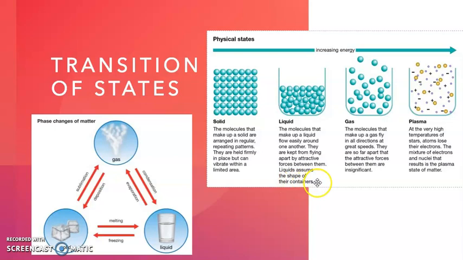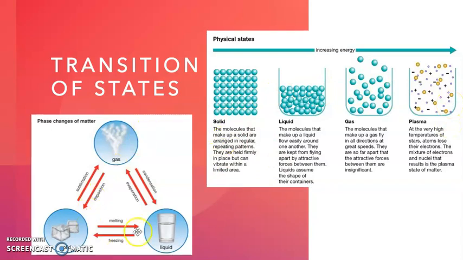The liquids assume the shape of their containers. Then gases: the molecules that make up the gas can fly in all directions, they can move randomly, and they are very far apart, so the attractive forces between them are insignificant. And the fourth state which we studied is plasma. At the very high temperature of stars, the atoms lose their electrons, and the mixture of electrons and nuclei that results is nothing but the fourth state, that is plasma.